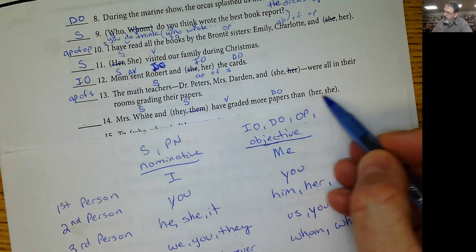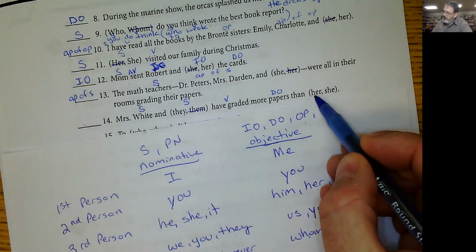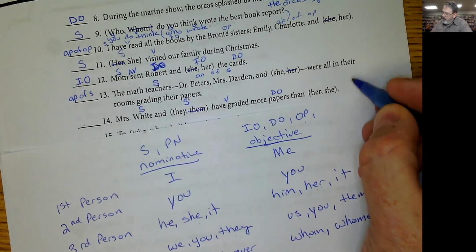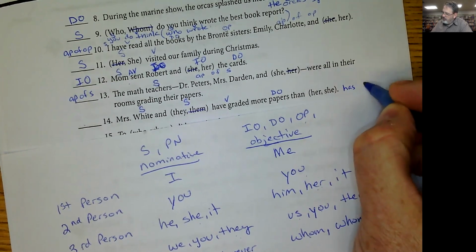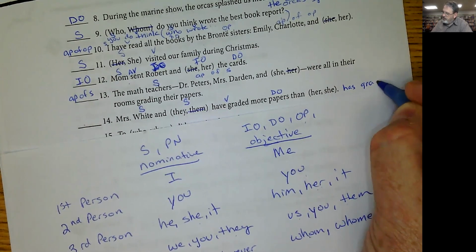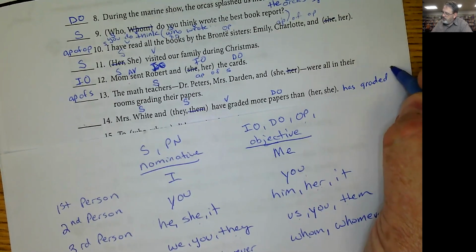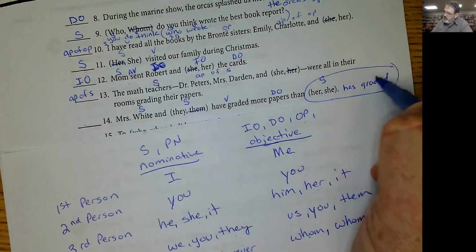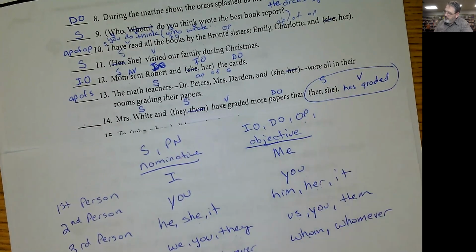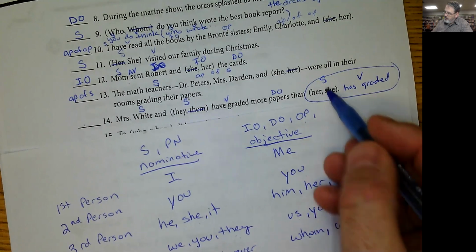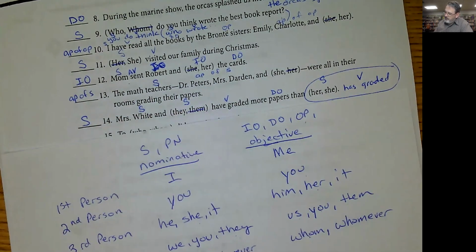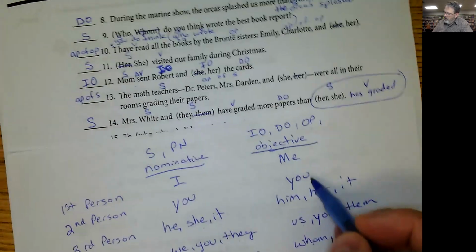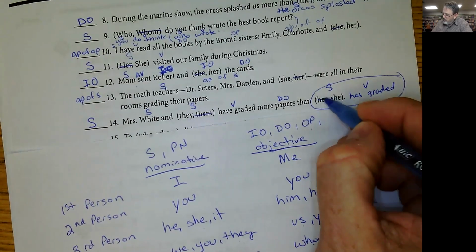More papers than, and then her or she has graded would be the rest of the elliptical clause, right? So that's the subject, verb, nominative case also. So both of them are subjects, and we need to get rid of her because her is objective case. So there we go.